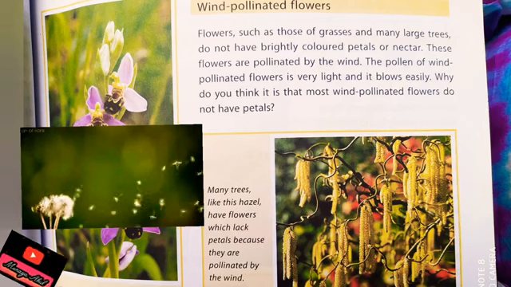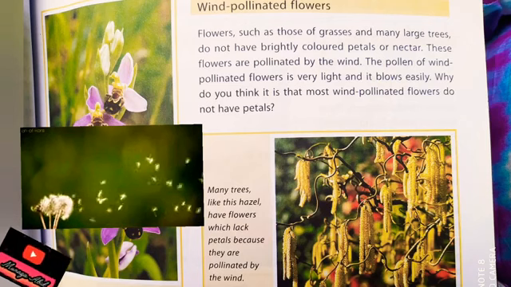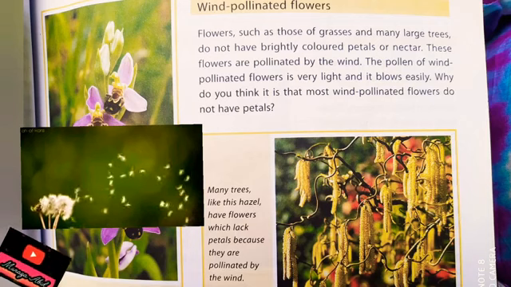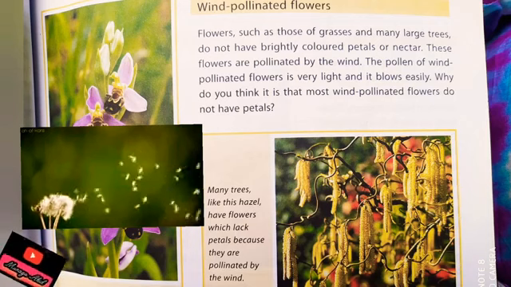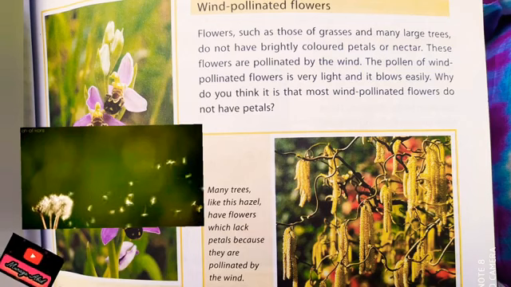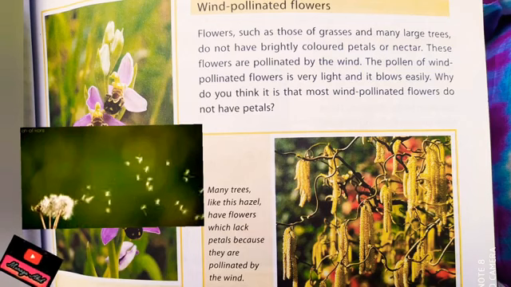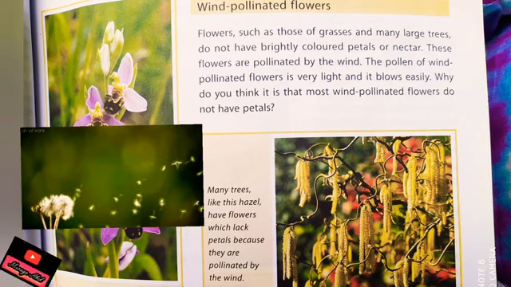Why do you think so? Because they should be blown off easily by the wind. That's why they are very light and they are produced in large amounts. These flowers' stigmas are feathery and they easily catch these light pollen grains, and this also helps in pollination.